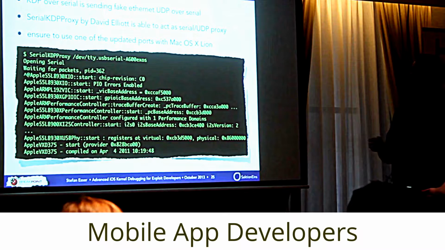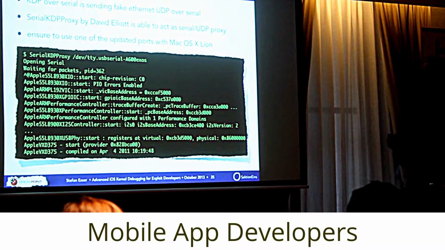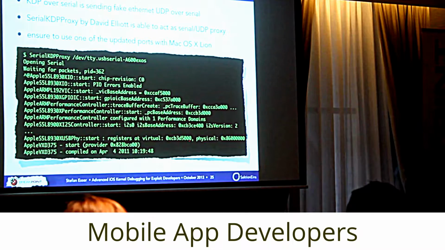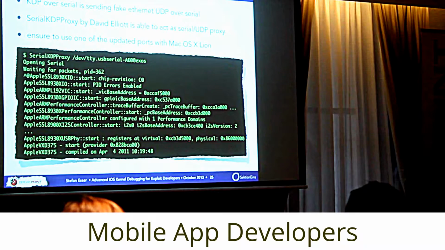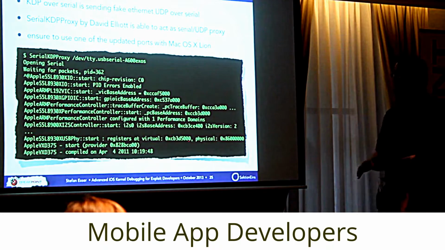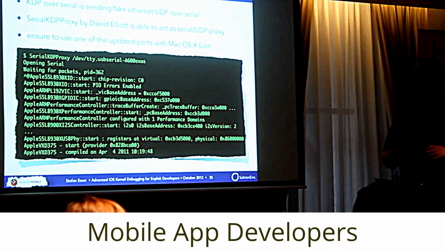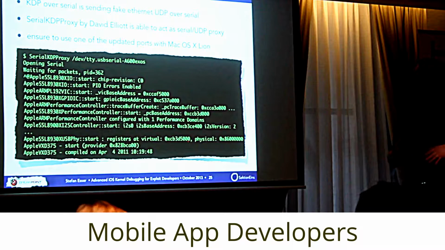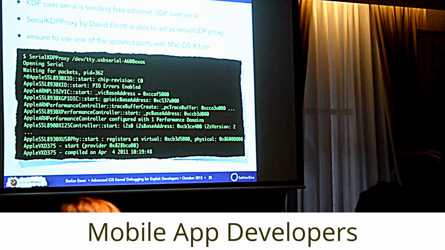This was not originally written for the iPhone. It was written by David Elliott, and he used it for real debugging of Mac OS X devices. For some reason he needed a serial connection, not an Ethernet connection, so he wrote a little proxy, and that worked perfectly until Mac OS X Lion. Then a lot of the ports that you will find on GitHub and different places stopped working. The moment you upgraded to Mac OS X Lion, your code that worked perfectly before didn't work anymore. And this turned out to be a bug in that application.